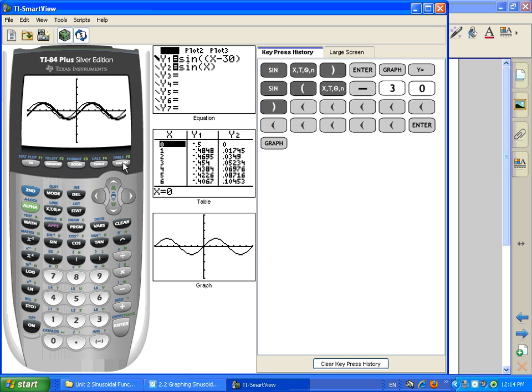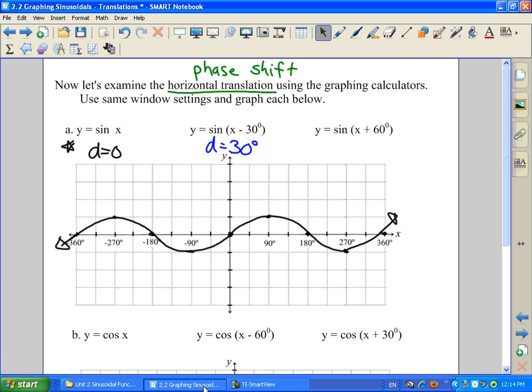So it looks the same, but do you see the phase shift, ladies and gentlemen, how it shifted a little bit to the right? Okay. Everybody recognize that pattern? Okay, let's go back to our graph, or back to our lesson.